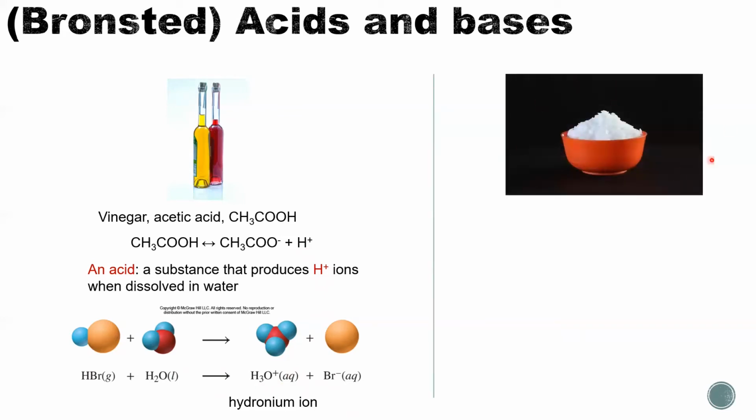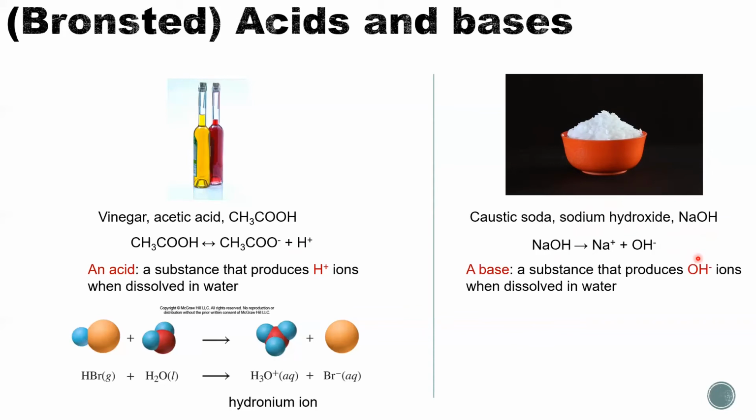Here we have a bowl of a chemical. Does it look familiar to you? It's caustic soda, or sodium hydroxide, NaOH. When sodium hydroxide dissolves in water, instead of giving hydrogen, it gives us hydroxide. So a base, by definition, is a substance that produces hydroxide ions when dissolved in water. So the definition of an acid and base is very clear.